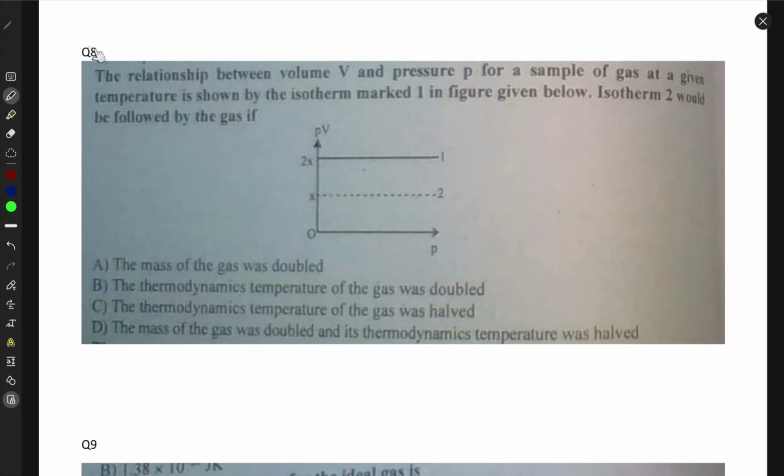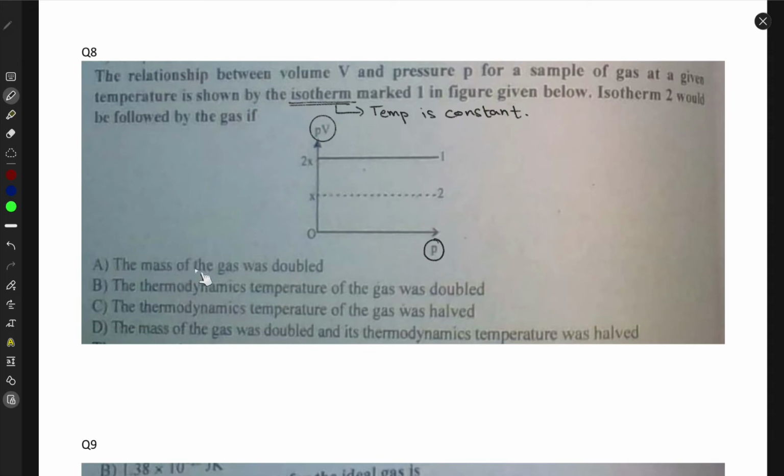Alright, so moving on to question 8, we see that the relationship between volume V and pressure P for a sample of gas at a given temperature is shown by the isotherm, which is marked 1. What is an isotherm? Isotherm means that the temperature along this line is constant. So it's marked 1, and isotherm 2 would be followed by the gas if... They're asking why the gas would follow this isotherm. Note that on this axis we have P only, pressure, and here we have the product of pressure and volume.